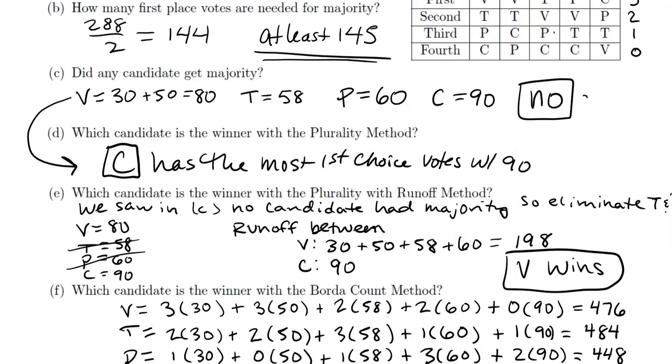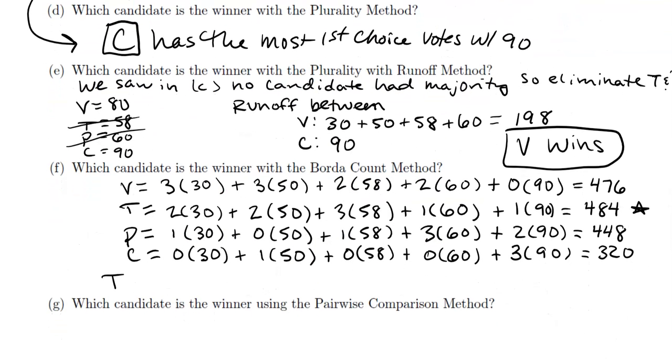So we've got 320 there. I'll fix my 1 here, should be a 3. 3 points for being in first place. So that 3 times 90 was the 270, and then plus the 50 gives us 320. So then we're looking at who has the most. We would see then that T has the most points. So T wins with the most points, which in this case ended up being 484.